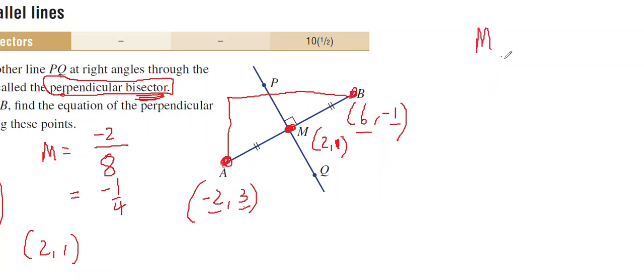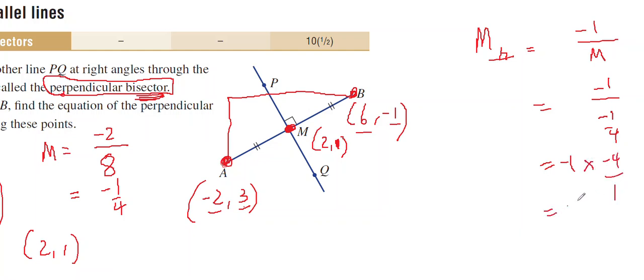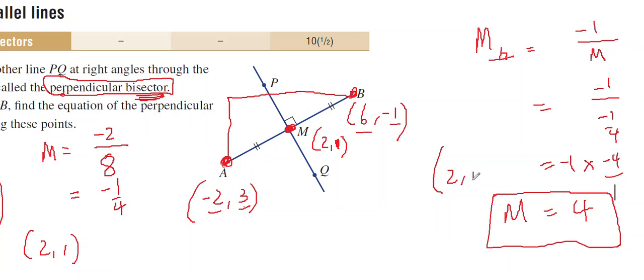So the gradient of the perpendicular is going to be -1 on the gradient, and it'd be -1 on -1/4, therefore that's -1 times -4 on 1, the gradient's going to be 4. So my gradient of the perpendicular is 4, and it goes through the point 2, 1.